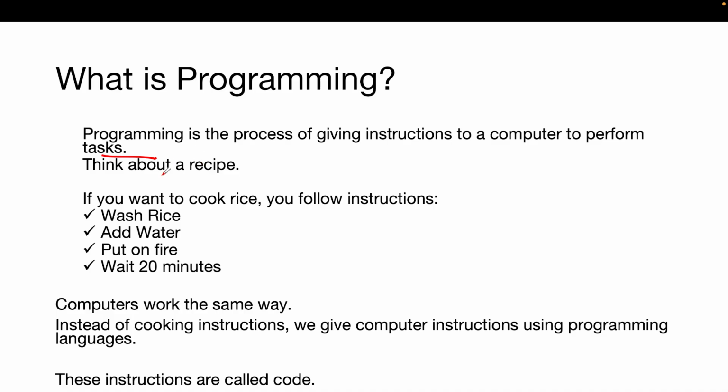You can think about programming as a recipe. If you want to cook food, like rice, you need to follow some instructions. For example, you need to wash the rice, you need to add water to it. At times you add salt, you put it on fire, you wait for some minutes. So these are instructions that you follow when you want to cook.